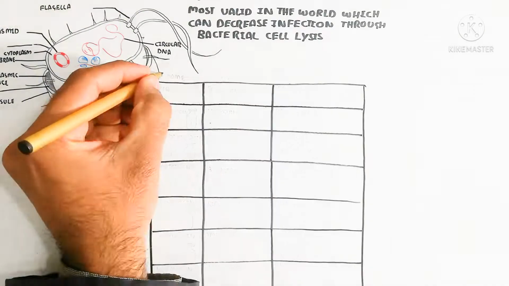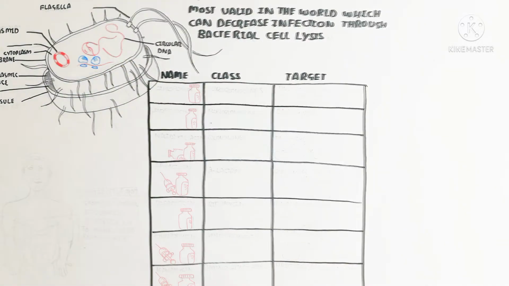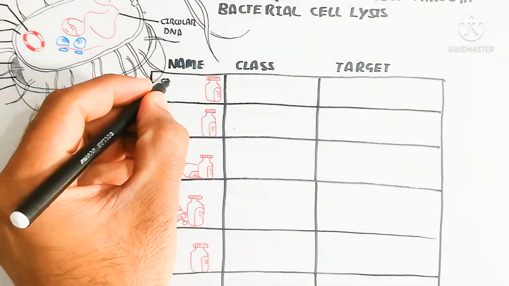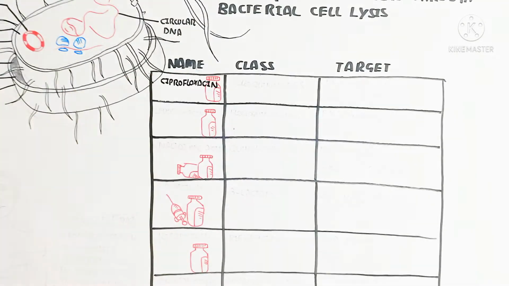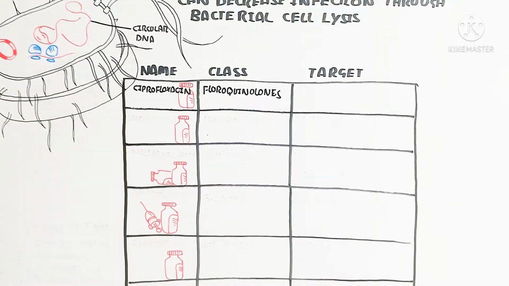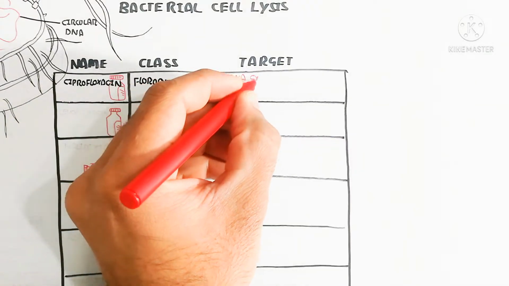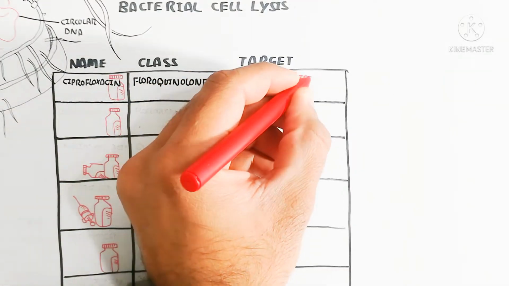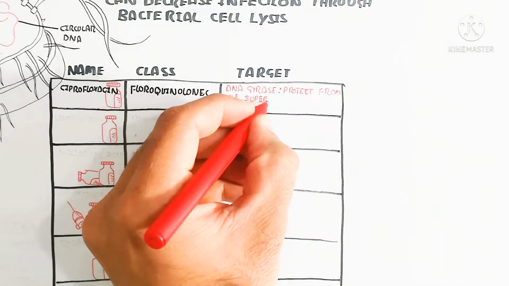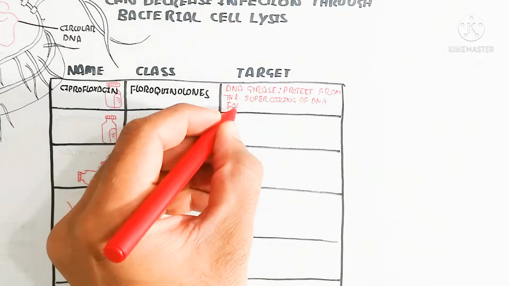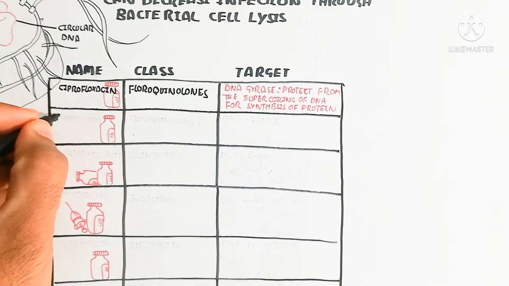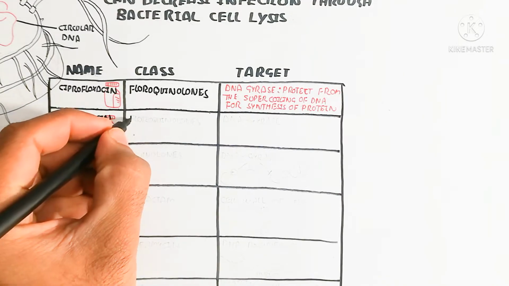Here is the list of the top 10 antibiotics that we are using at this time, produced in factories. We will discuss the name, class and target. The first is ciprofloxacin. This is the fluoroquinolone class, which targets the DNA gyrase. DNA gyrase is important because it manages the supercoiling of DNA for protein synthesis. So when supercoiling is prevented, protein production is affected.